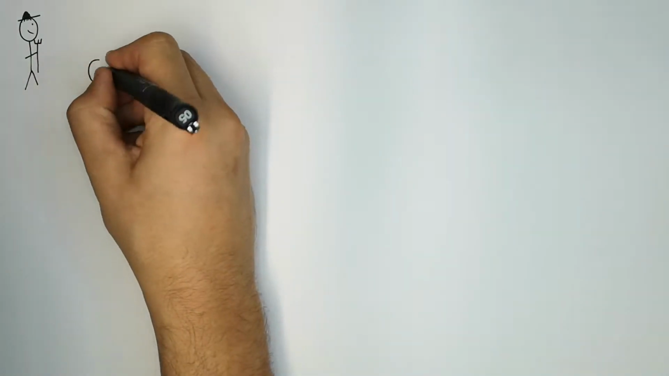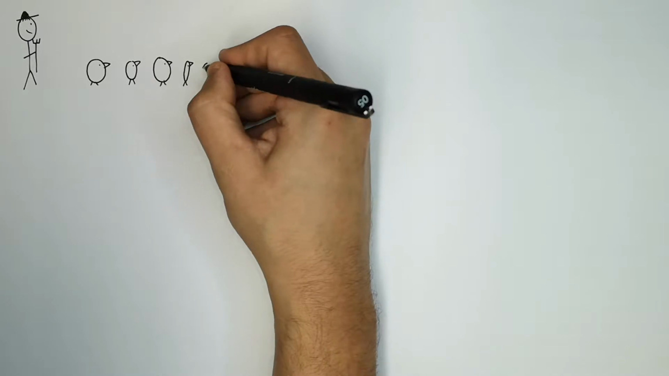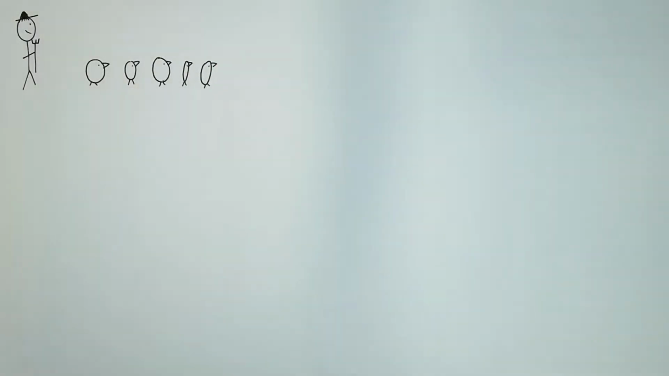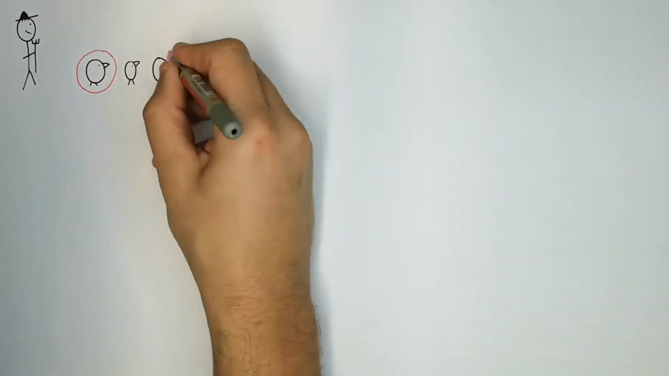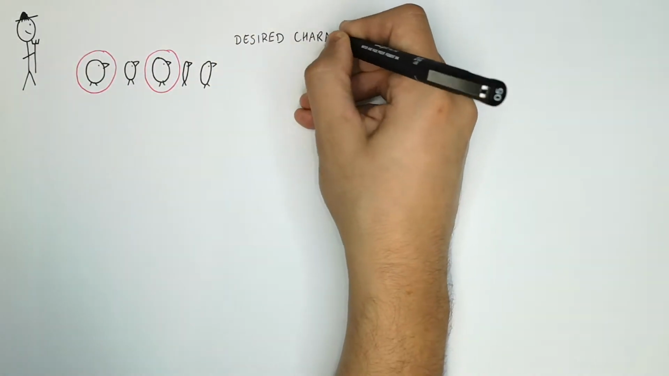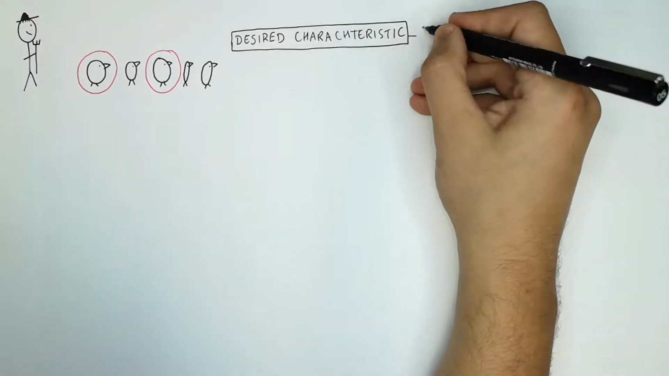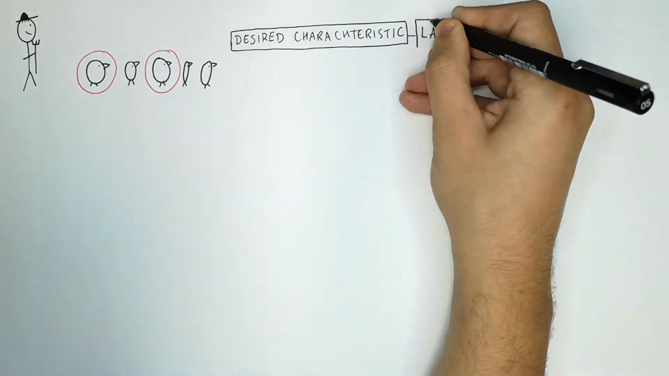Imagine you're a farmer and you've got hundreds of chickens and you want to produce the biggest chickens possible to produce the most meat. So what you're going to do is firstly identify the desired characteristic that you want to breed for. In this case, the desired characteristic is large chickens.